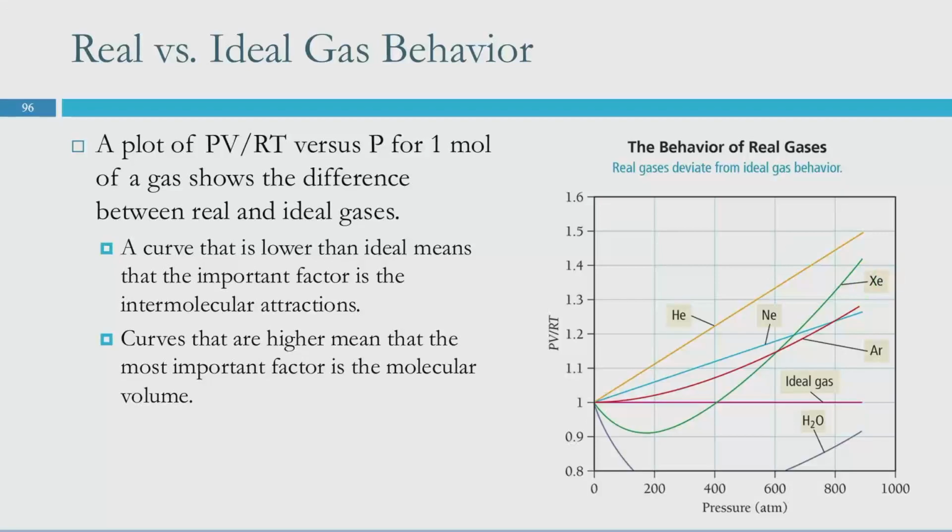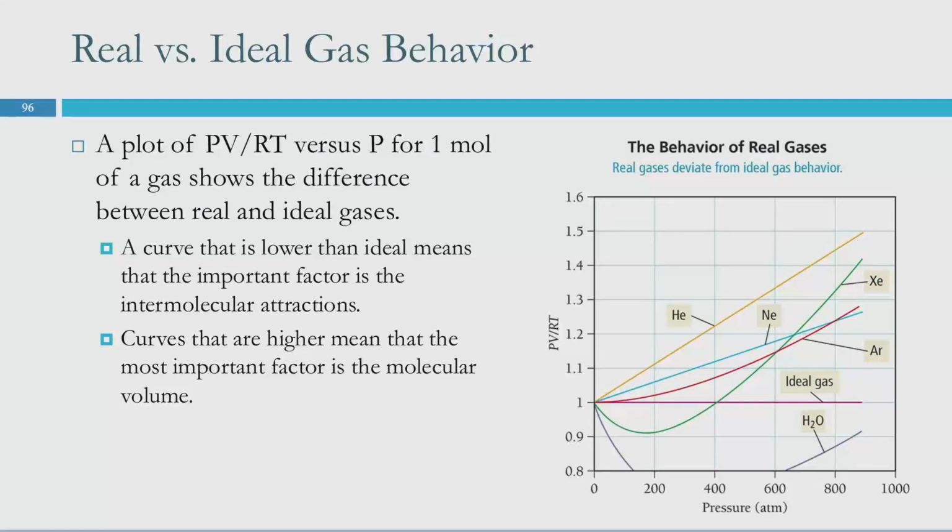For xenon, which is a relatively large noble gas, it's got relatively large dispersion forces or London forces, and so at lower pressures, it's got a lot of importance placed on these intermolecular attractions. Everywhere that it's higher than the curve means that the volume of the gas is a more important factor. So for helium being really small and having relatively low dispersion forces, the size is the more important issue. And so at all pressures, we can see that it's above our ideal gas. And for most of the other ones, it's also above our ideal gas.